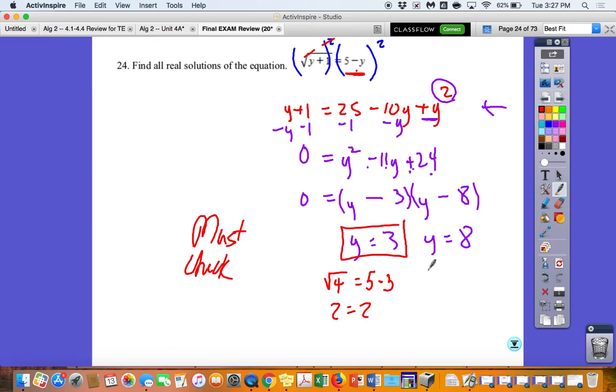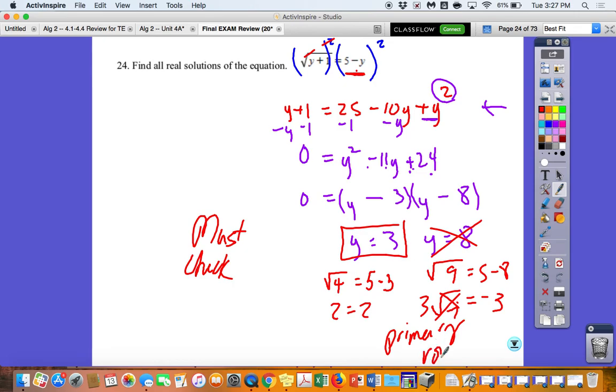If I put 8 in there, that's going to be the square root of 9 equals 5 minus 8. Okay, well, 5 minus 8 is negative 3, and the square root of 9, we're always going with primary root here, so this doesn't work. So, they're saying that that's 3 equals negative 3. He's out. So every time you're checking, go with primary root. So that means the positive version, okay?